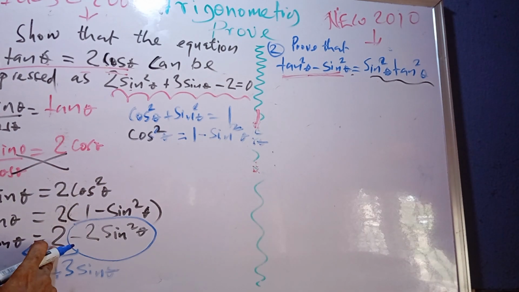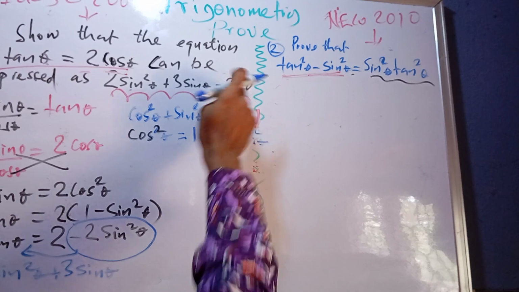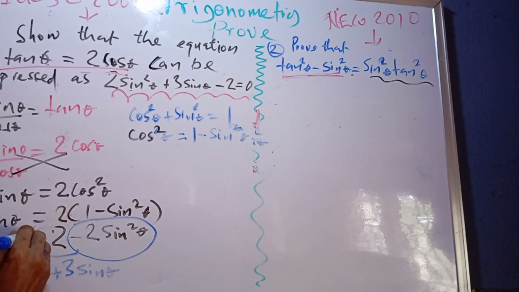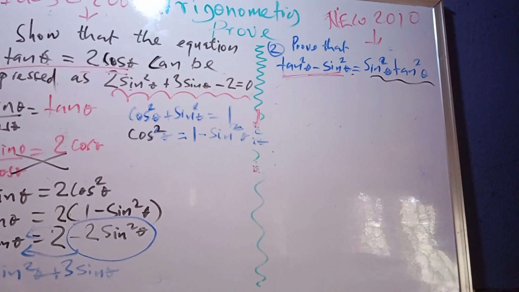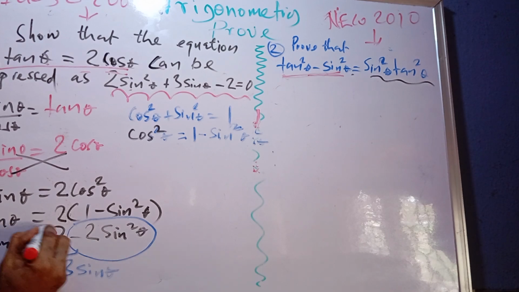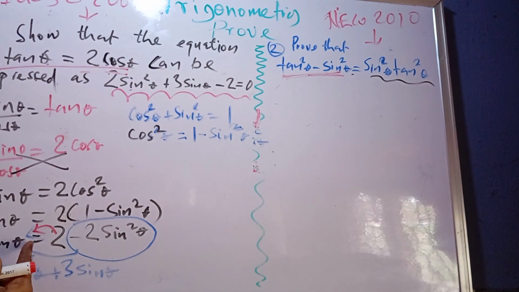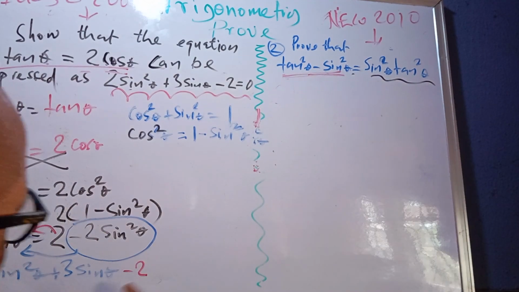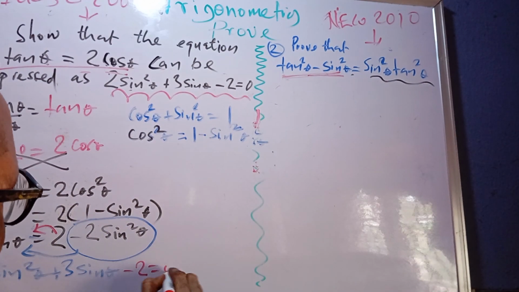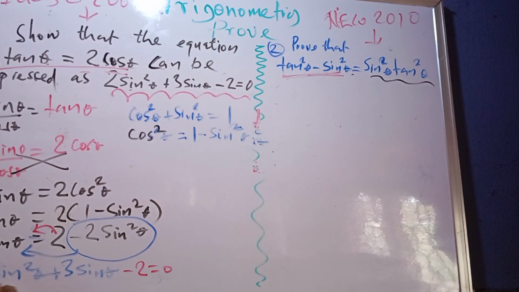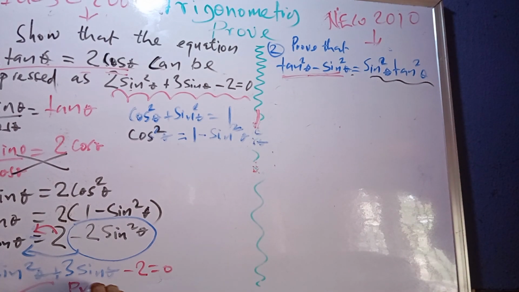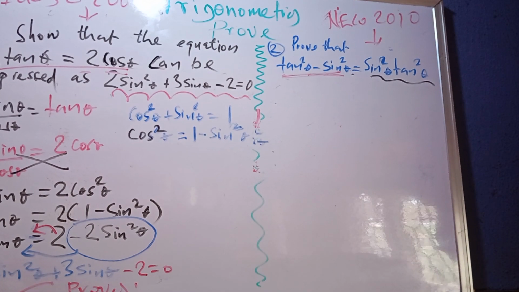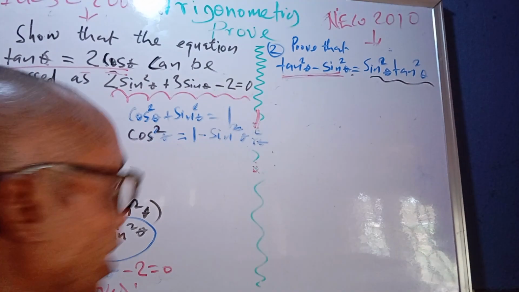But our 2 is positive here. Since our 2 is positive here and it's negative there, we simply move it over the equal sign. We are moving the 2 over the equal sign. If we move it over the equal sign, it becomes negative. So it becomes minus 2 here, equal to 0. So it is proved. Then we move to the next question.